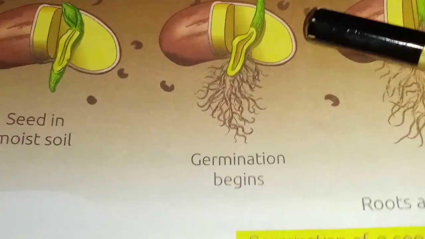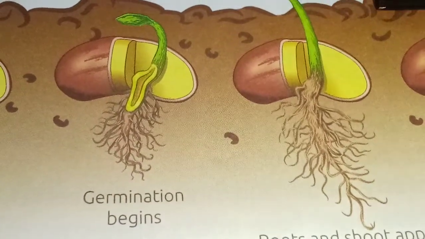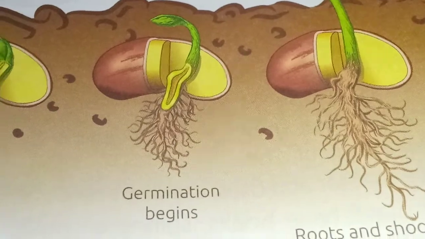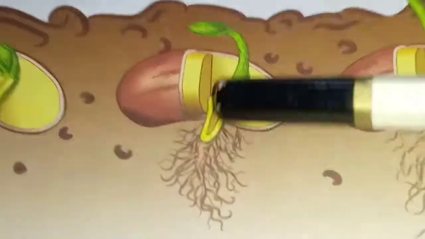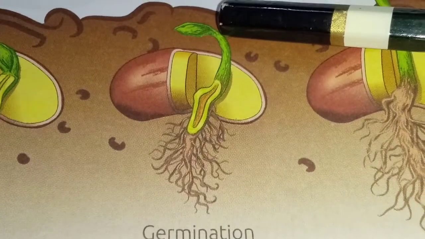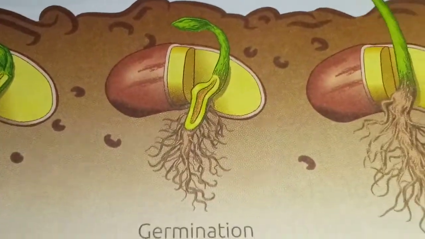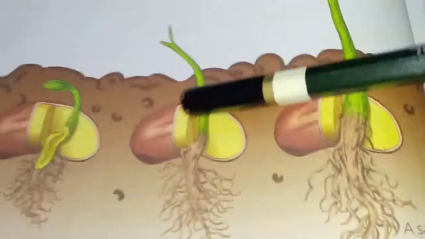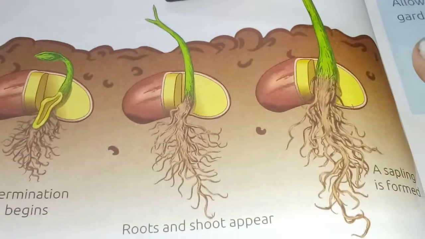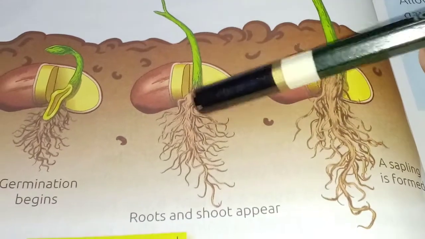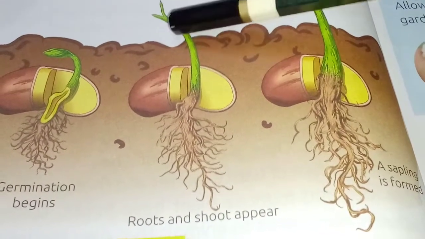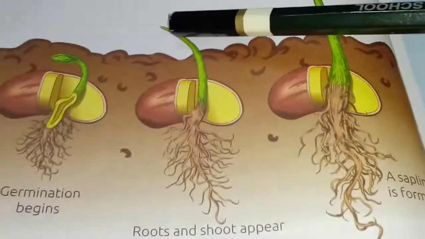The plumule is pulled upward. The baby plant starts coming out of the cotyledons. The stem grows longer and the leaves appear first. It comes out of the ground and the tiny leaves appear first.